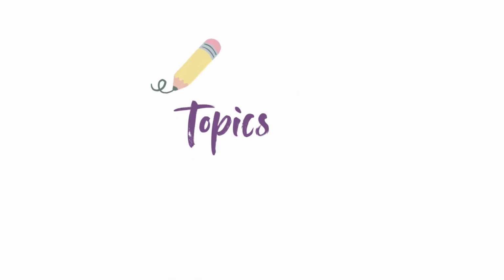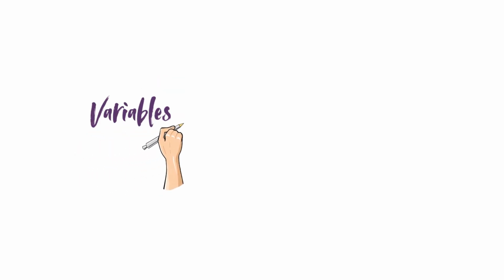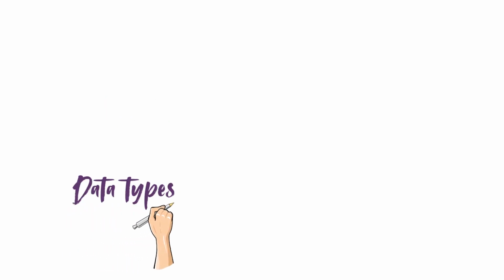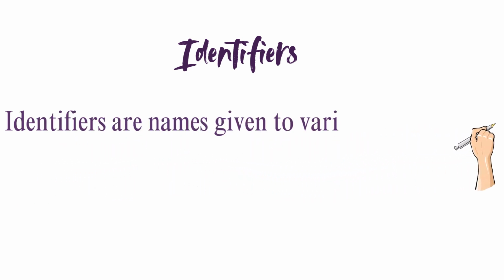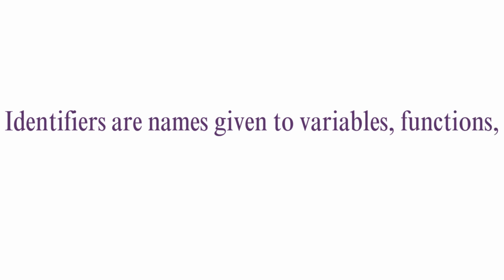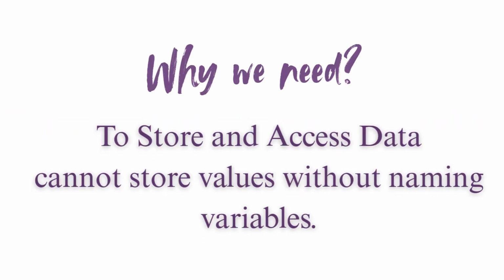Today's topics are identifiers, variables and data types. So now I'm going to explain about identifiers. Identifiers are names given to variables and functions. So let us know why we need identifiers: to store and access data. We cannot store values without naming variables.